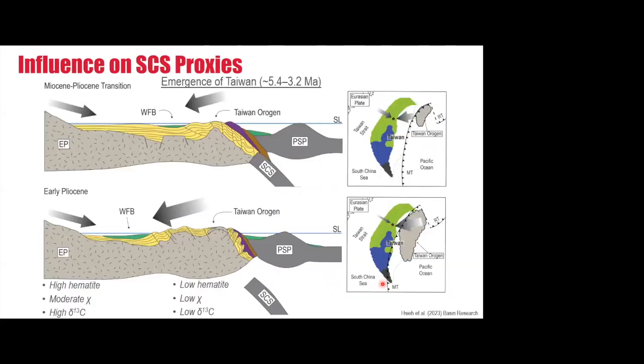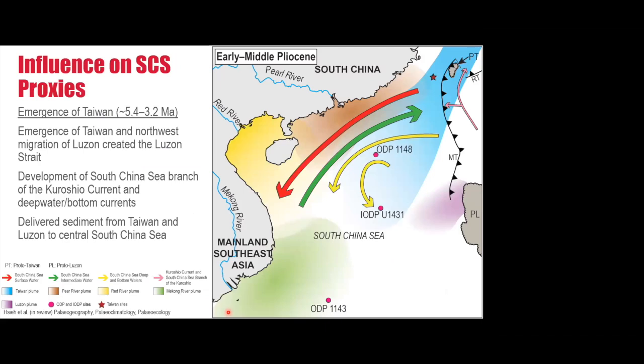And as Taiwan rose higher above sea level between the Miocene and Pliocene, the rapid rates of uplift and erosion meant that it quickly became the dominant source of low hematite, low magnetic susceptibility, and low delta carbon 13 sediment. The uplift of Taiwan and northwestward migration of Luzon also partially enclosed the South China Sea and created a branch of the Kuroshio Current, as well as deep water bottom currents that enter from the Pacific and bring sediment from Taiwan towards the central South China Sea.